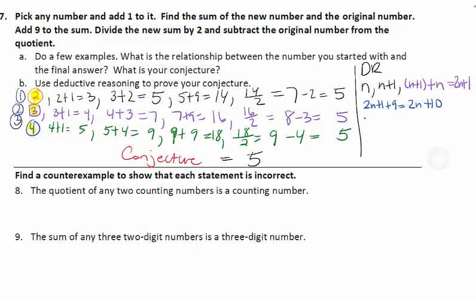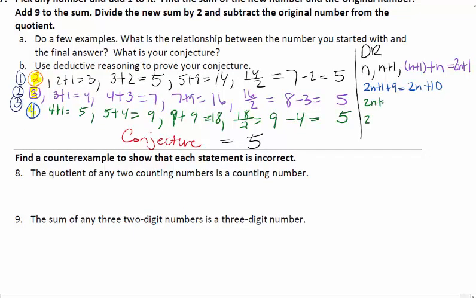I'm now going to take that and divide by 2. And remember, when we divide by a monomial, we divide each term. So that's 2n over 2, that's 10 over 2, which gives me n plus 5. And my last step is to take that number and subtract off the original number, which is n. The original number was n, those n's cancel, and you're left with 5, which is what we expected to get.